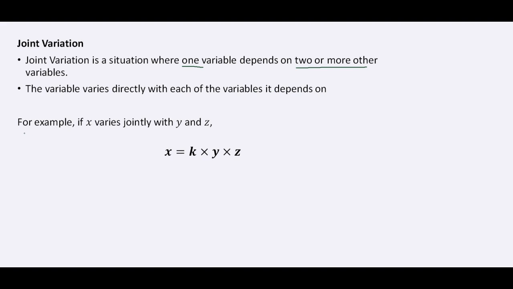So let's look at a quick example. If x varies jointly with y and z, we're going to have x equal to k multiplied by y multiplied by z, where k, we can call k the constant of variation. So k is the constant of variation.